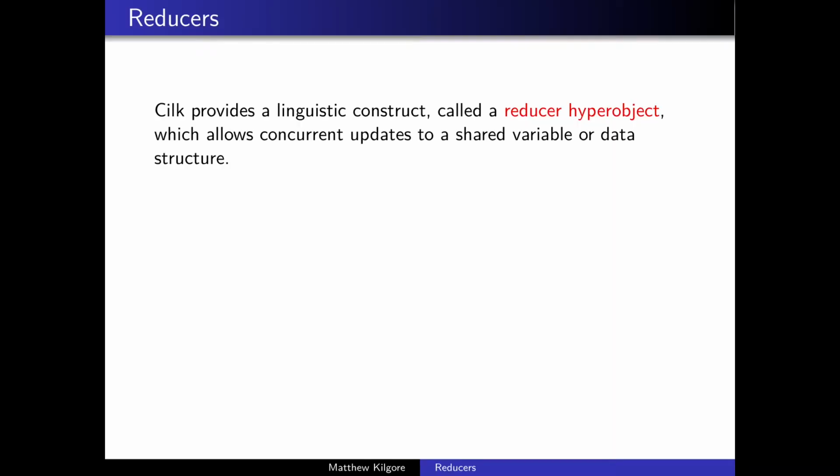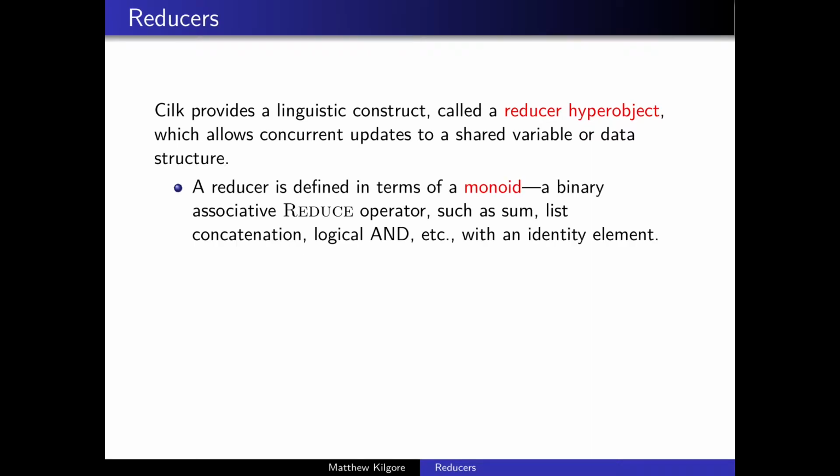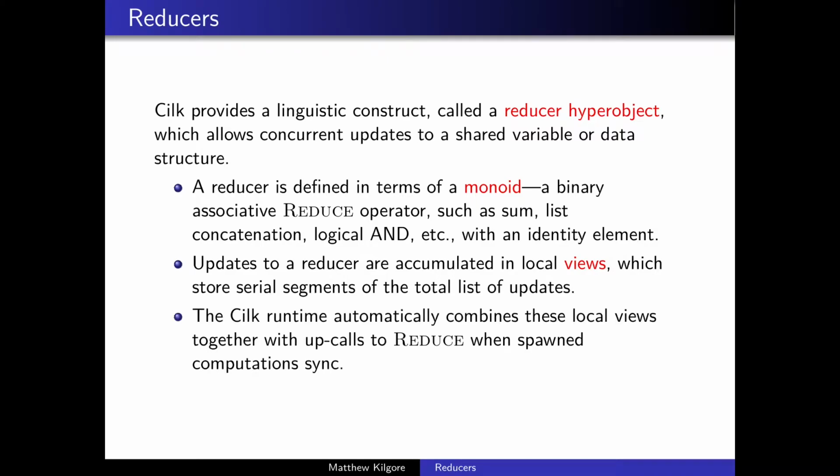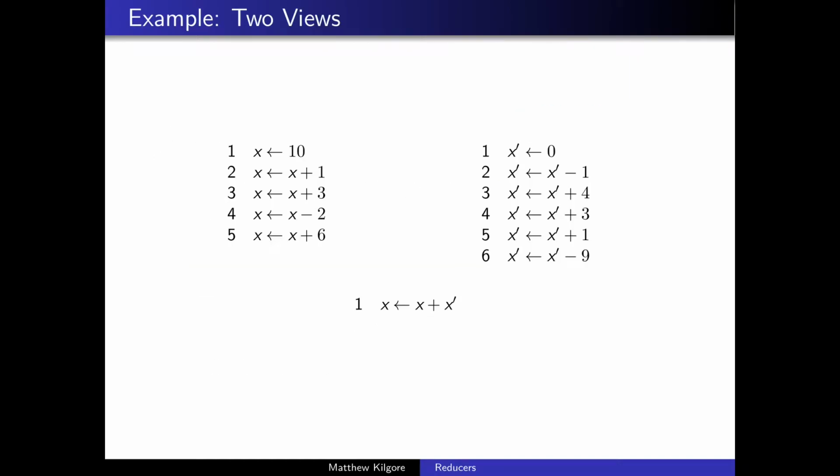Cilk provides reducers which allow concurrent updates to a shared variable. The reducer is defined in terms of a monoid. Updates are accumulated in local views, which store serial segments of the updates, and then these get combined together when computations sync.